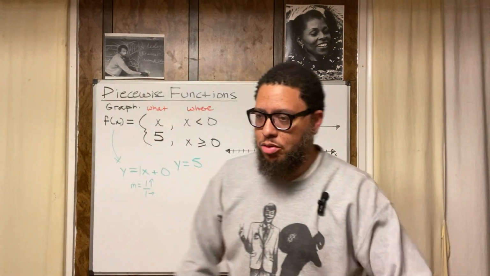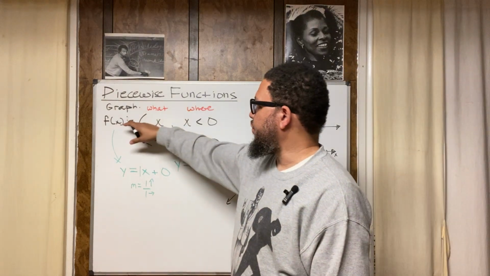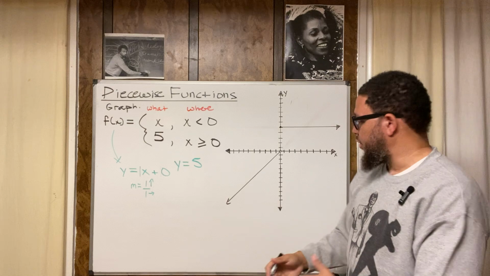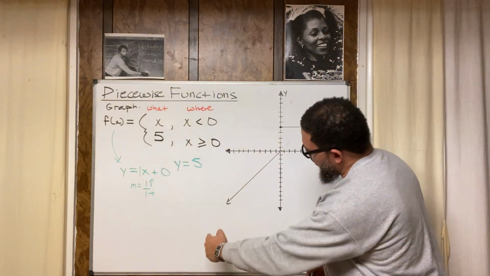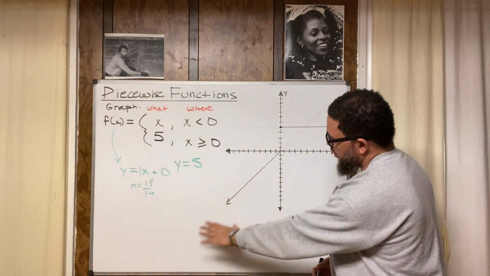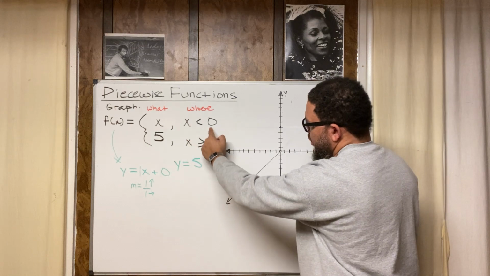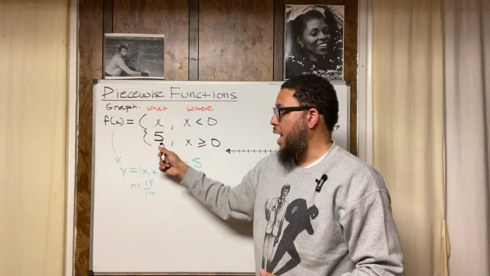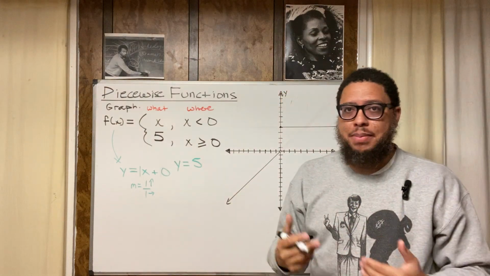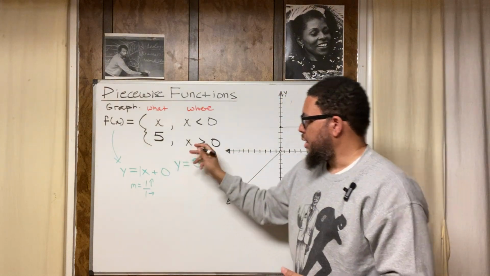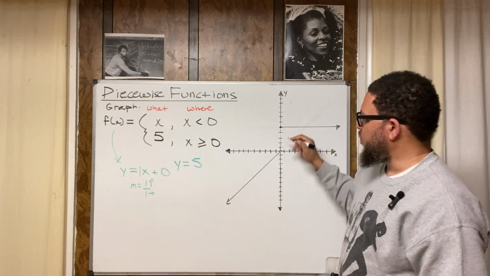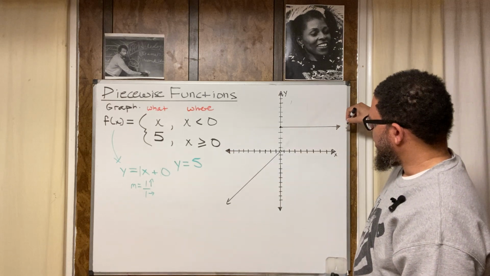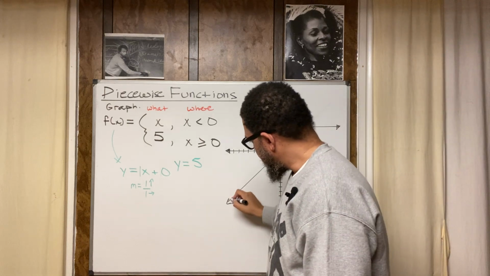So basically, in summary, what we did was we graphed this function, f of x is equal to x, but we only wanted a piece of it. We wanted the piece that goes from here down here, from 0 to the negative side, because x is less than 0, right? And then we also graphed f of x equals 5, but we only wanted a piece of that. We just wanted the piece that is greater than or equal to 0. So this is equal to 0, and these are all the values greater than 0, off to the right. So that's what we wanted.